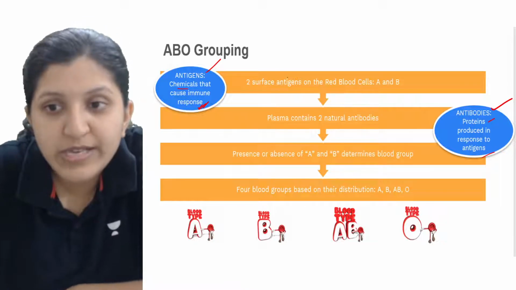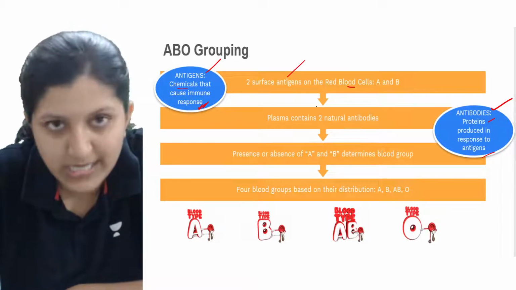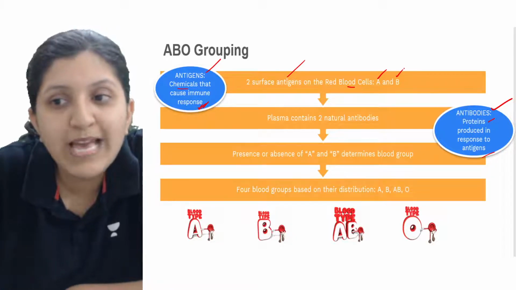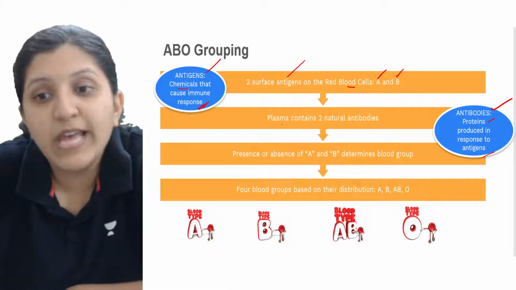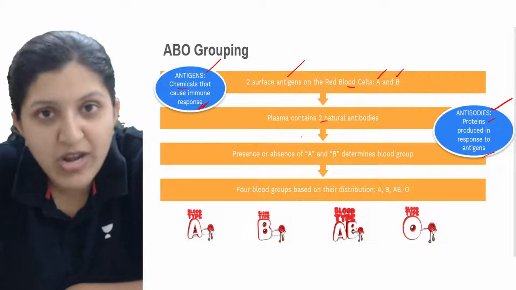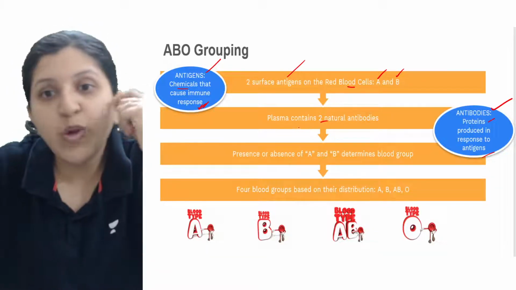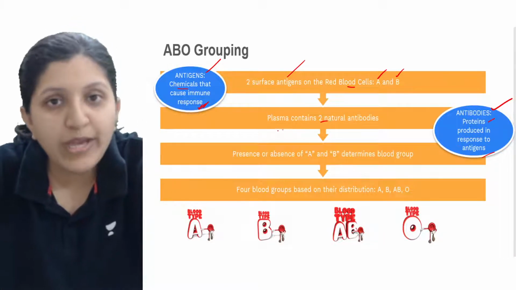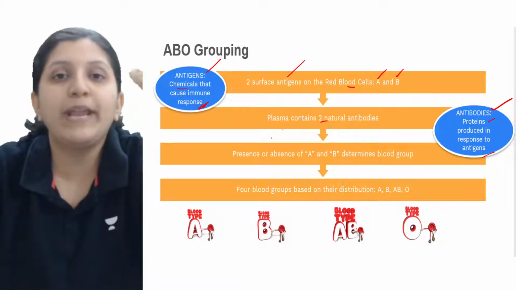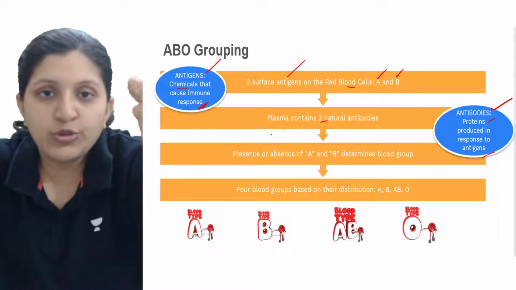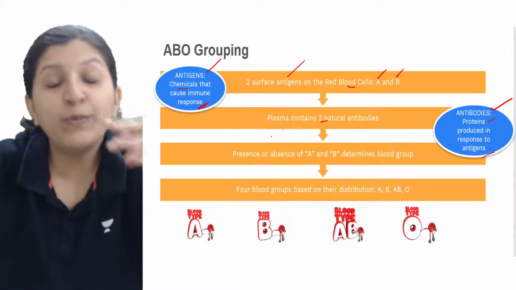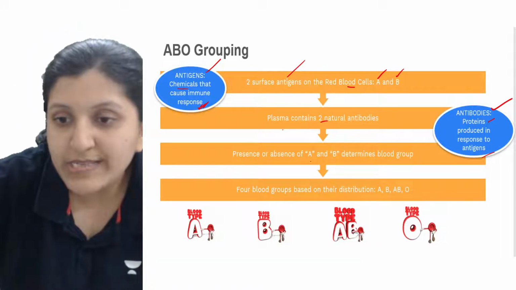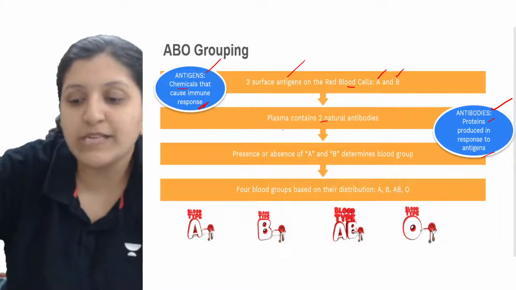So there are two surface antigens on the red blood cells, an A type of antigen as well as a B type of antigen. Then the plasma contains two natural antibodies, okay. And this is going to vary depending on the person, okay. Depending on their blood type, there can be either one antibody, or both the antibodies can be there, okay. So we'll have a look at this. The presence or absence of A and B determines the blood group.